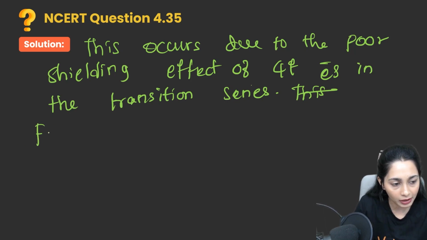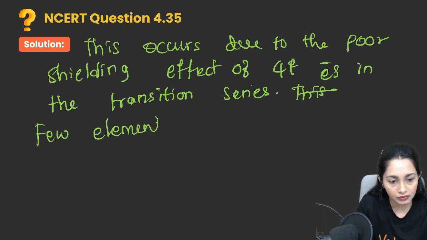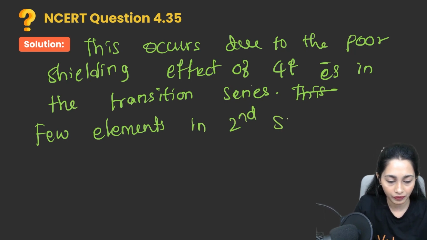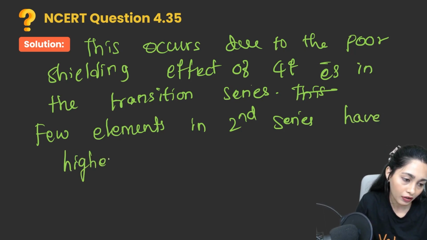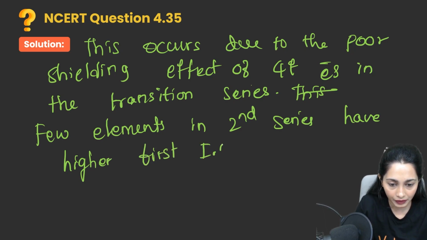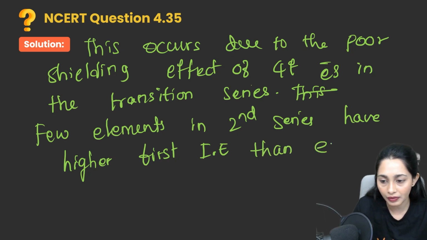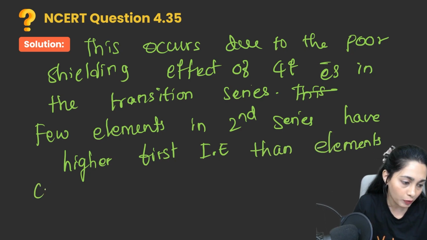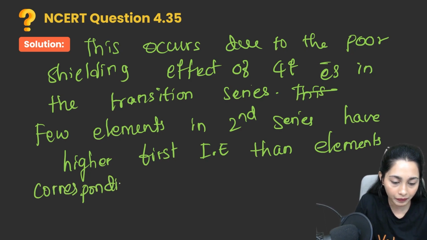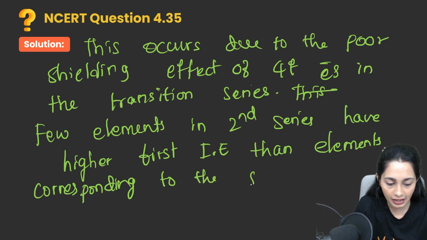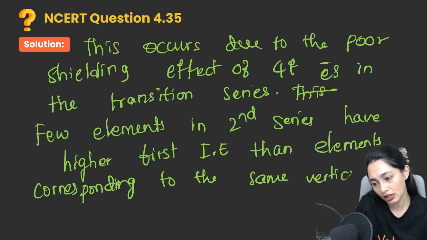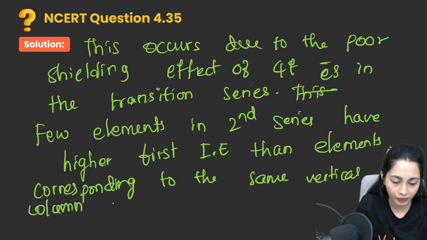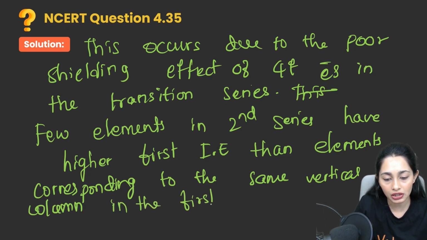Okay. And a few elements in the second series have higher first ionization enthalpies than elements corresponding to the same vertical column in the first transition series.